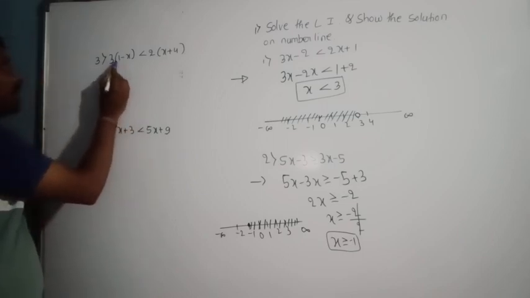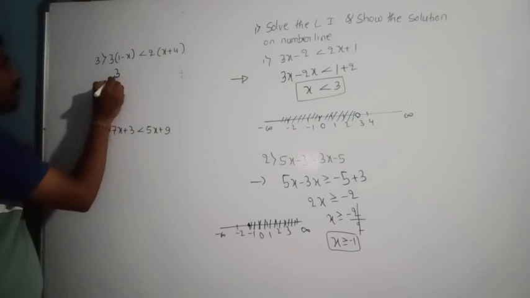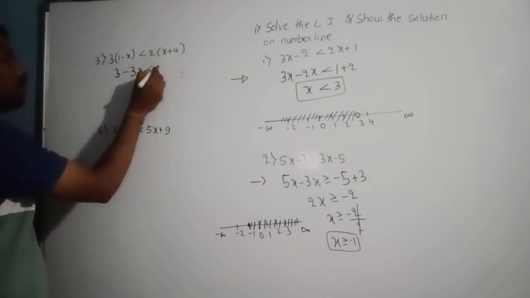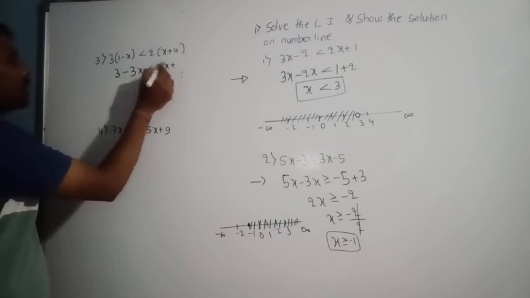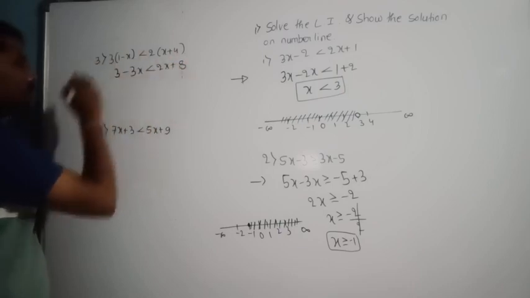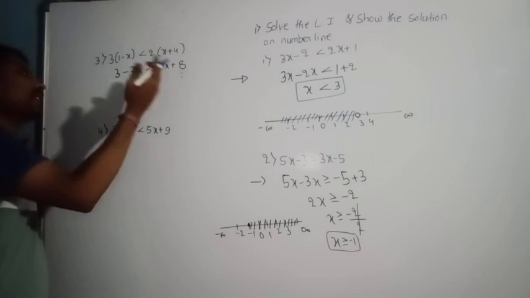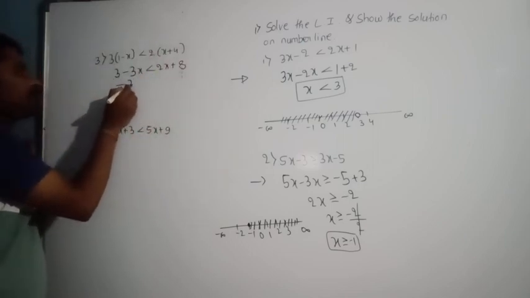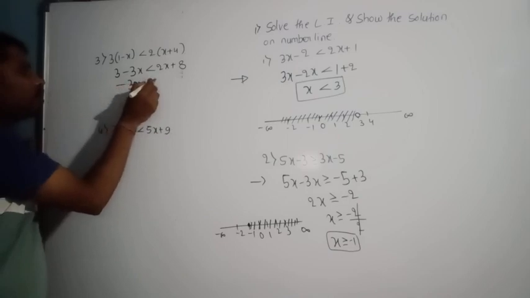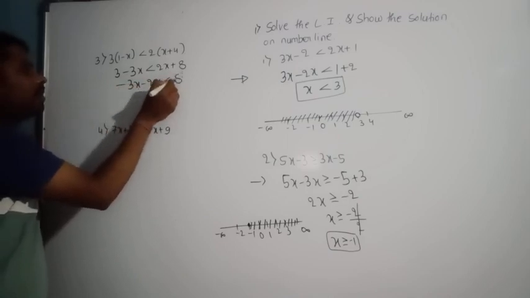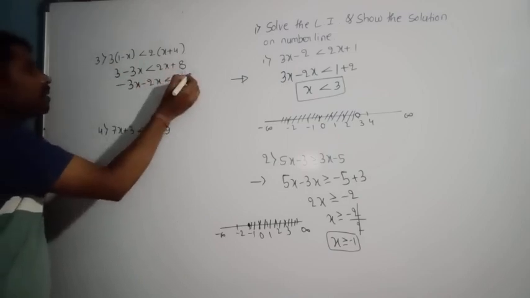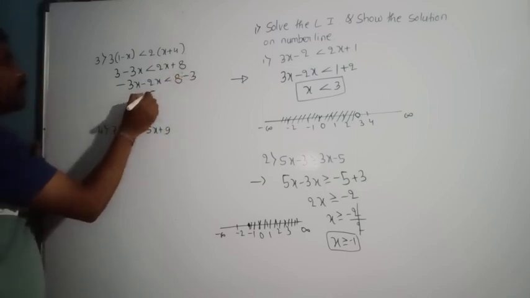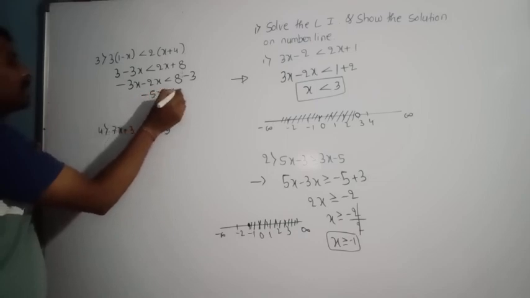First multiply with 3: 3 minus 3x less than 2x plus 2 into 4 is 8. Same task, x this side, constant that side. Minus 3x minus 2x less than 8 plus 3 becomes minus 3. Minus 3x minus 2x is minus 5x less than 5.